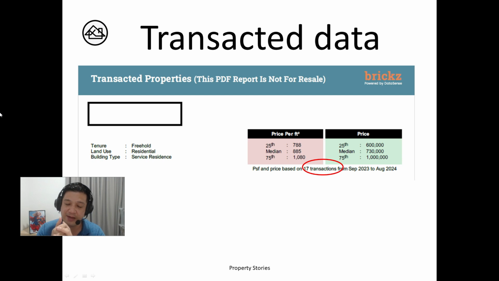And this data comes direct from the Department of Valuation and Property Services, better known as JPPH, Jabatan Penilaian dan Pentaksiran Harta. The Malay name is better known as JPPH. So JPPH is where you will get reports like NAPIC, the National Property Information Center. They collect the transacted values of the property.